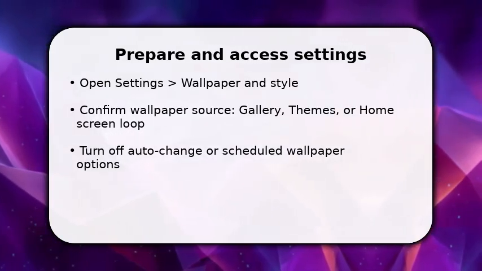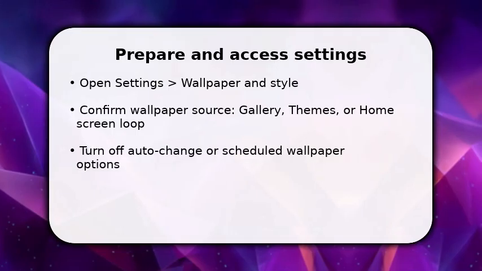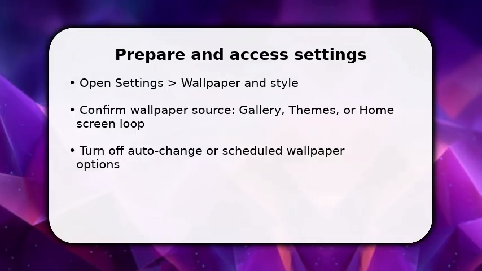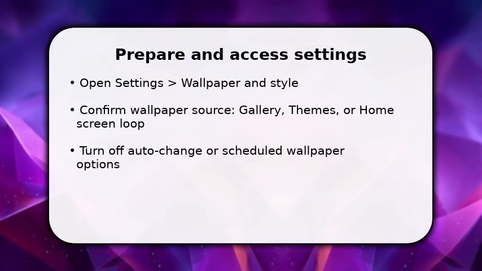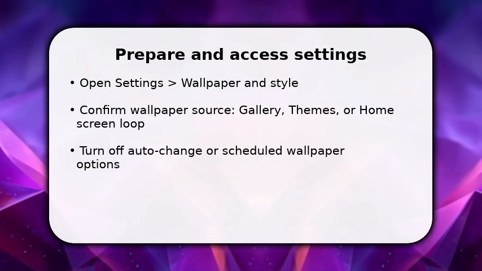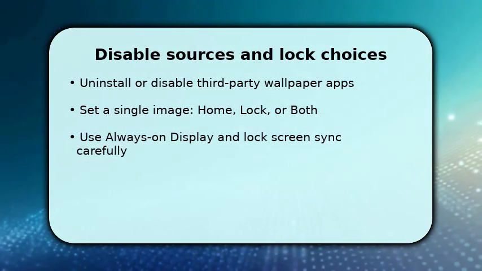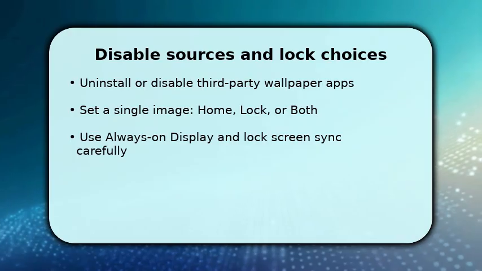If a schedule exists, tap it to disable automatic rotation. Make sure to remove any wallpaper packs or third-party apps listed as the source. You do this now so the system stops switching images. Before adjusting persistent storage, now you eliminate alternative sources and lock in your preference.